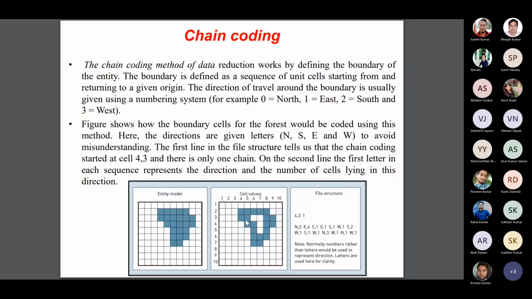So just see the solution again, and if there is any confusion, you can ask. See the file structure, how it is created, how the values are given over there. First, there is direction, and after the direction, there will be number of cells that you need to move in that direction.